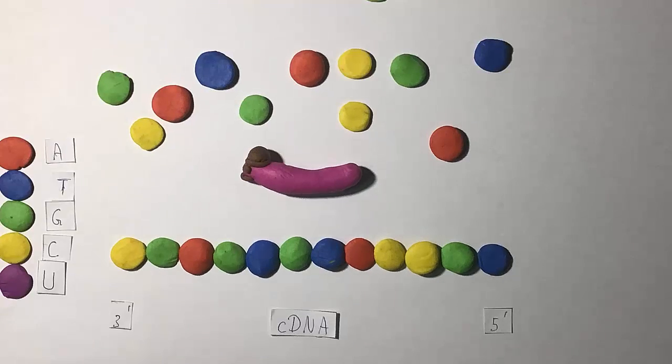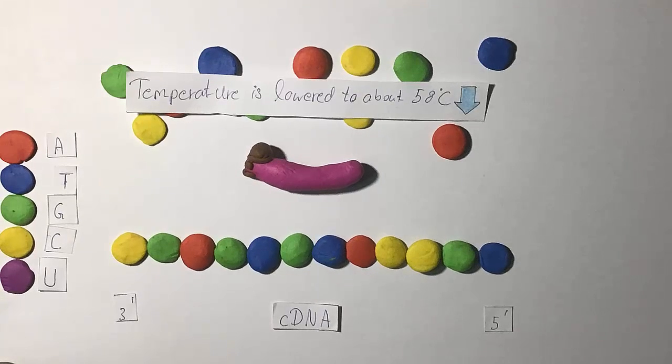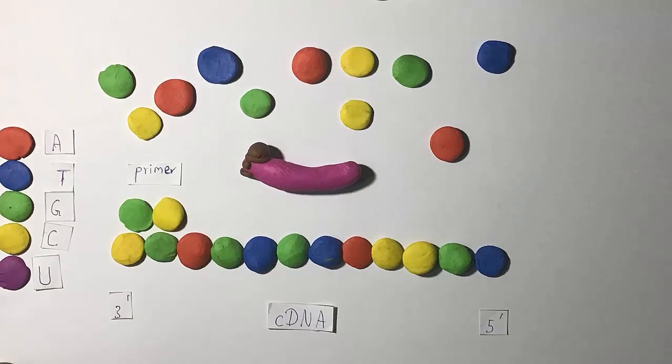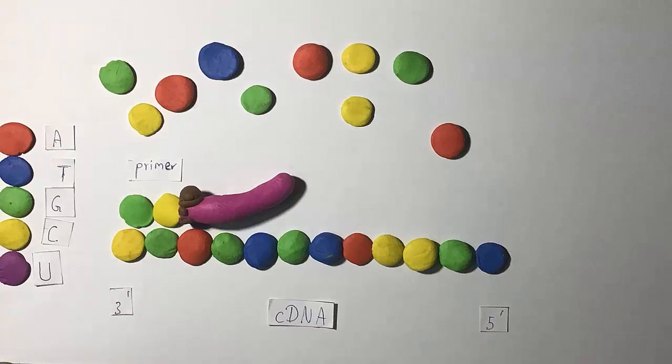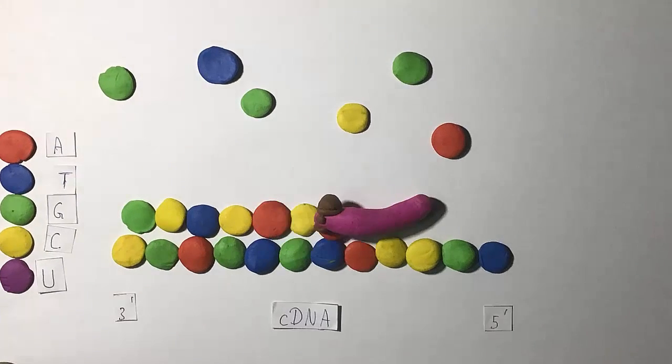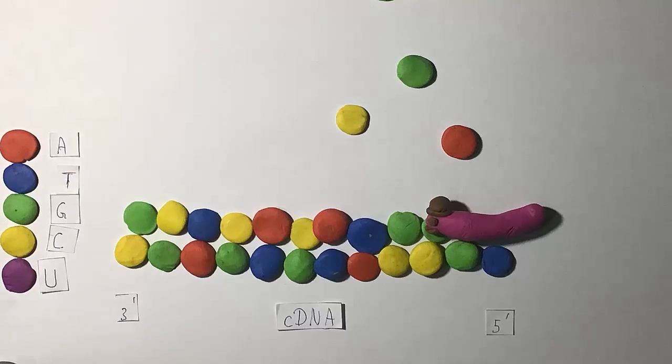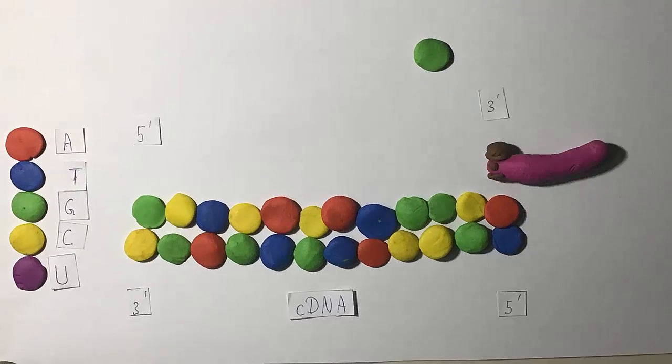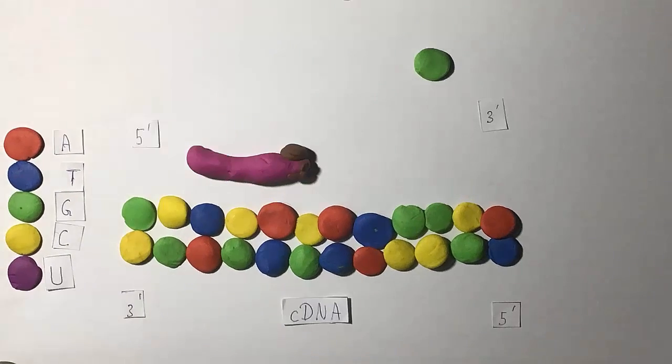In the annealing step, the temperature is lowered to 58 degrees Celsius, which allows the annealing by complementary binding of primers to the cDNA, and Taq DNA polymerase transcribes DNA nucleotides from the 5' to 3' direction by adding free deoxyribonucleotides, creating a double-stranded DNA.